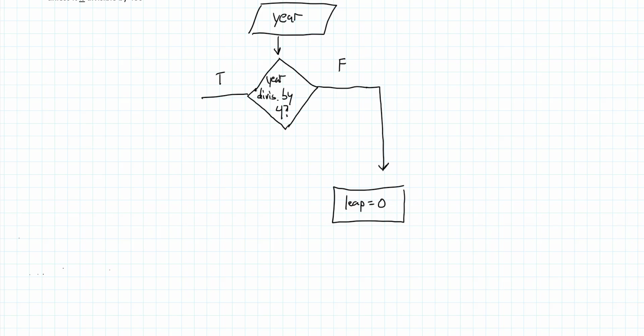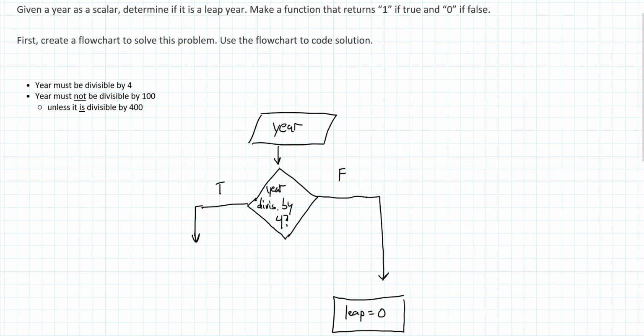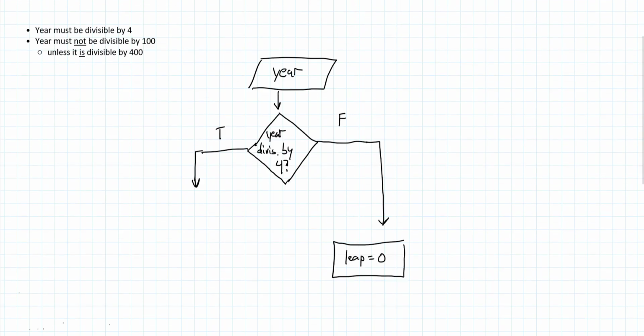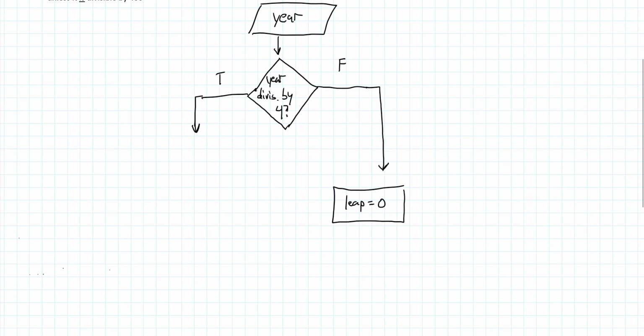Now, if it's true that it's divisible by 4, we come along this branch. However, we have to look at this second condition. It cannot be divisible by 100, unless it is divisible by 400. So we have to now look at the divisibility of year by 100 or 400. The order doesn't matter here, and we'll see how that plays out. Just because it's listed in this order, I'm going to test year divisible by 100.